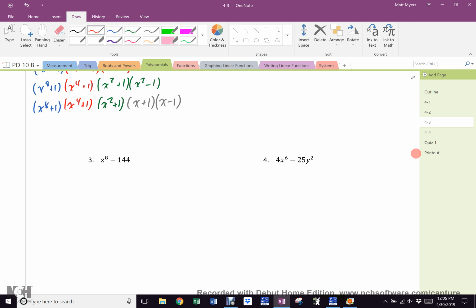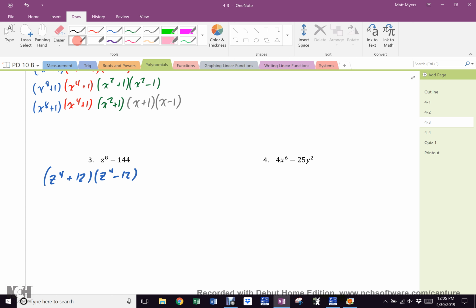Is it a difference of squares? How do you know? 144 has a square root and z to the 8th has a square root. What is the square root of z to the 8th? Plus, what is the square root of 144? Then what? Am I done? Of course I am. Why? 12 has no square root. Right? Okay.